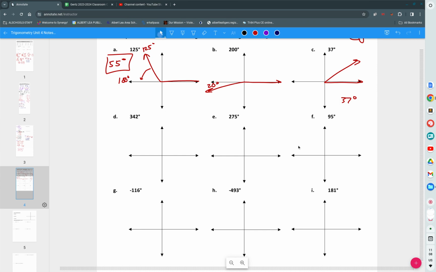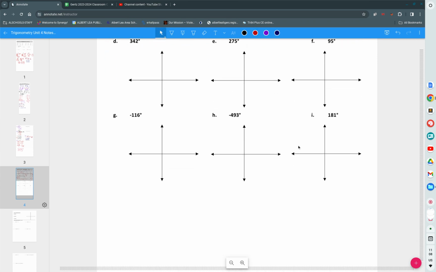342, wow, that's a big number. Which quadrant is that going to be in? It is in the fourth quadrant. We have 342, so we're not going to compare it against 0. We're not going to compare it against 180. This gets compared to 360. And how many degrees between 342 and 360? 18, so that's an 18-degree reference angle.